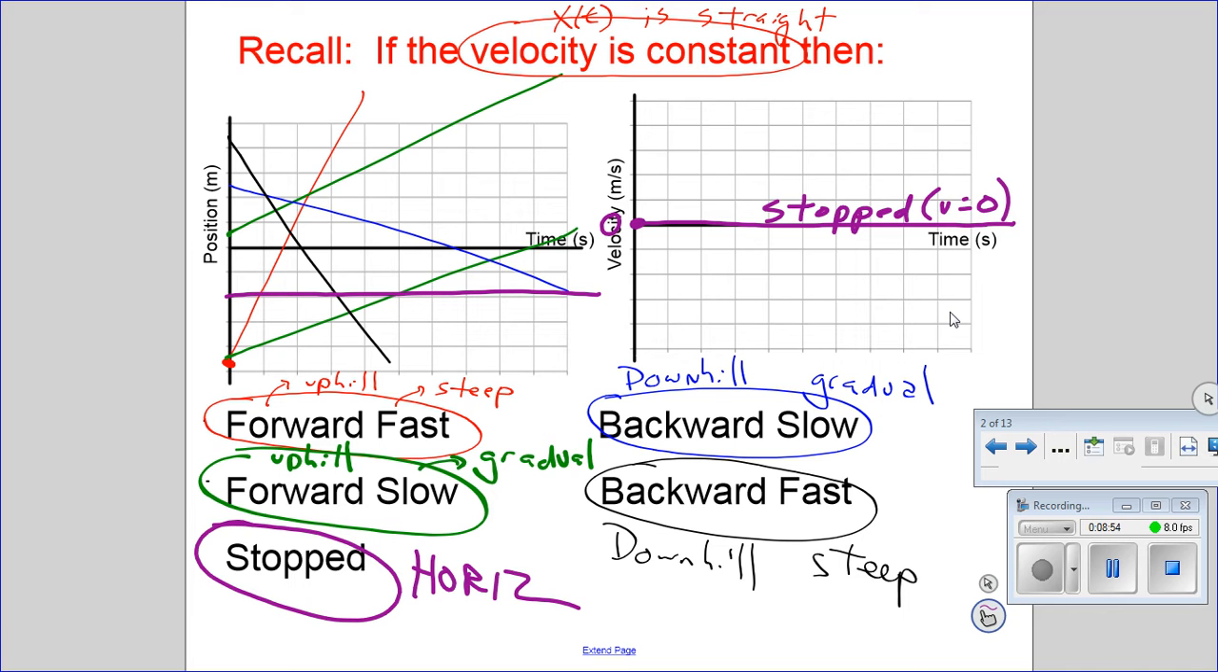So now we got to find a way to distinguish between fast and slow. So here's the easiest way to do it. What's the slowest you can possibly move? 0, right? So the closer your velocity is to 0, the slower you're going, right? So let's do the red one and the green one. The green one is going forward slow. So I'm going to draw forward because it's positive and slow because it's almost 0. And then the red one is going forward fast. So I want to have a positive velocity, but I want a big positive velocity.